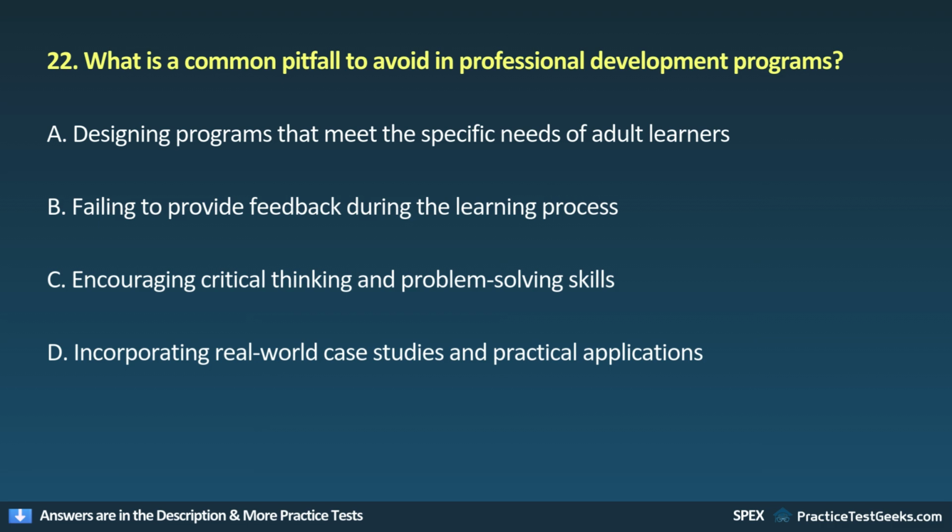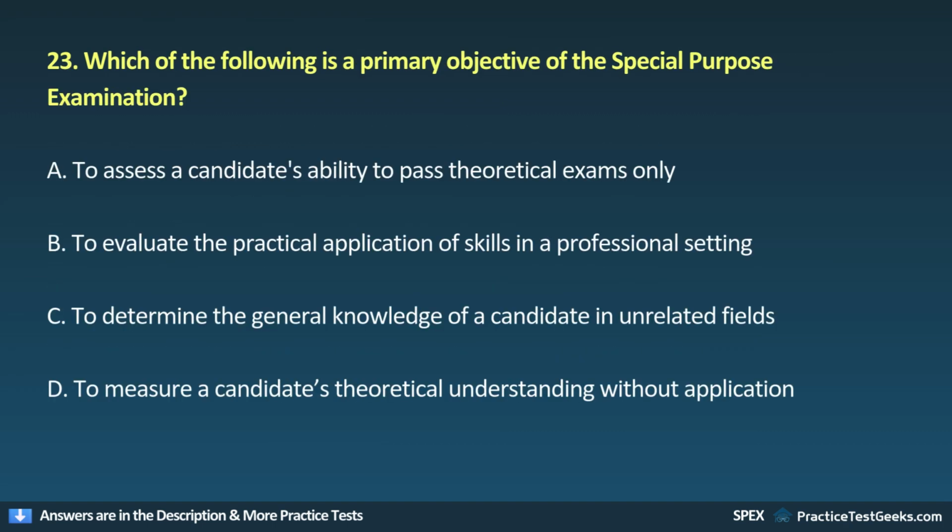22. What is a common pitfall to avoid in professional development programs? A. Designing programs that meet the specific needs of adult learners. B. Failing to provide feedback during the learning process. C. Encouraging critical thinking and problem-solving skills. D. Incorporating real-world case studies and practical applications.